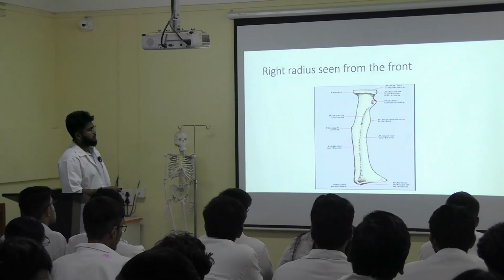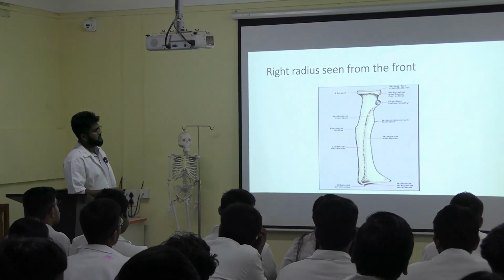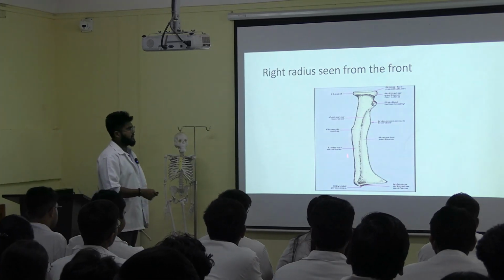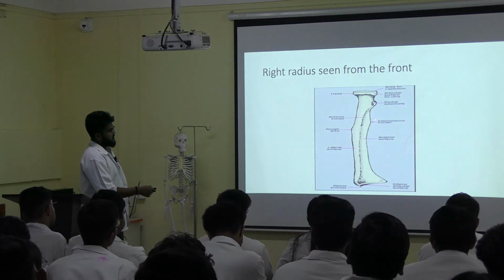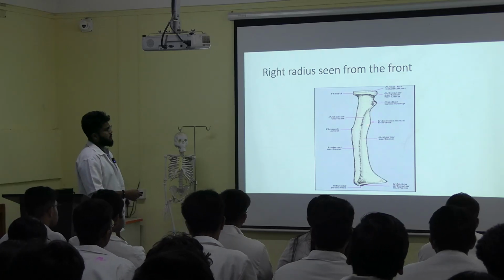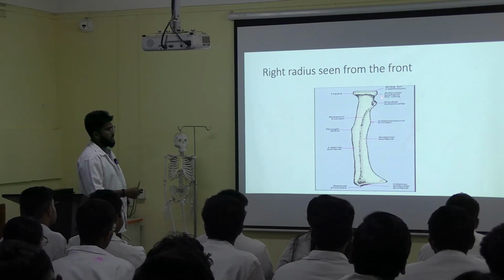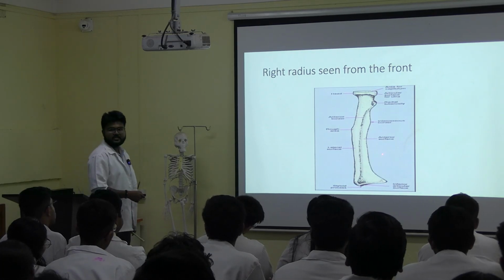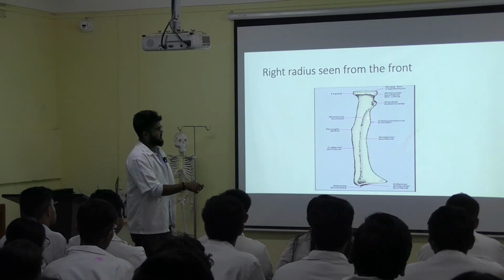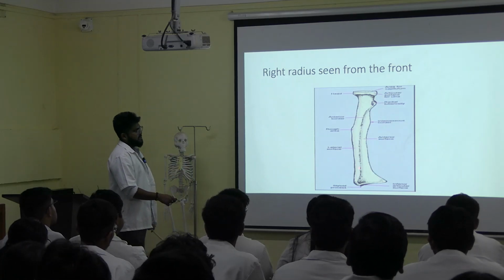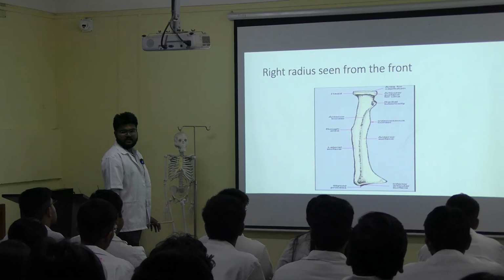See, this is the anterior border, starting from the radial tuberosity and ending at the styloid process. And this is the interosseous border, meaning the sharpest border. So in between the sharpest border and the anterior border, this surface is called the anterior surface. Similarly, laterally another surface is present, the lateral surface.